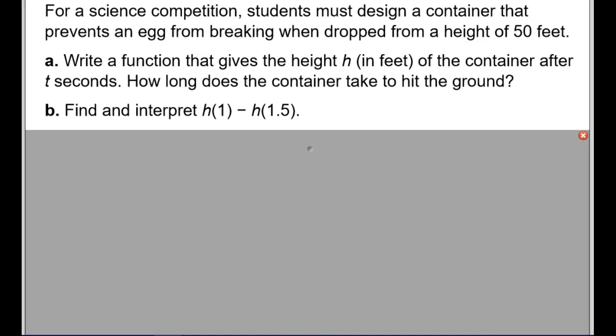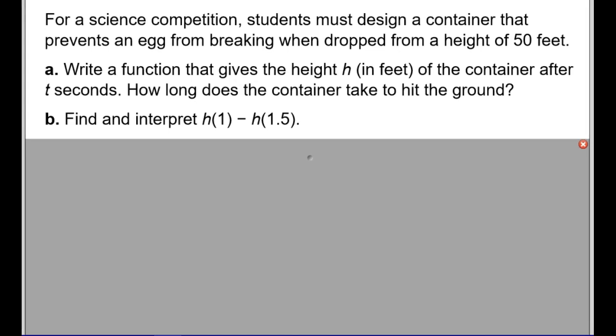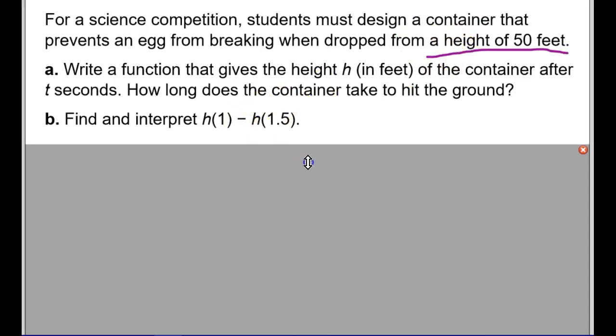Okay, so now here's our next word problem. For a science competition, students must design a container that prevents an egg from breaking when dropped from a height of 50 feet. When we're dealing with quadratics, we're going to deal with dropping problems a lot. So we've got our initial height.